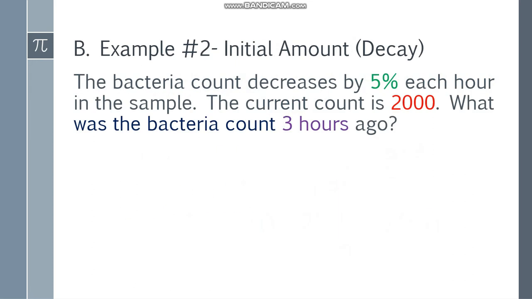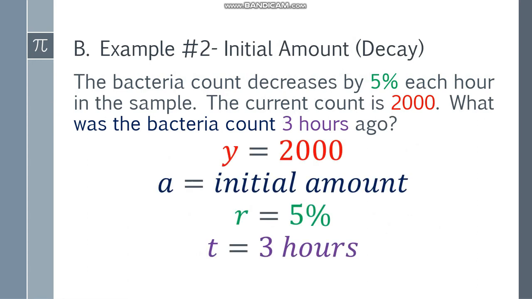Paano naman pag hinahanap yung initial amount sa decay? Let's read the problem. The bacteria count decreases by 5% each hour in the sample. The current count is 2,000. What was the bacteria count 3 hours ago daw? So, lagyan mo yung mga given. y is equal to 2,000. And a is equal to the initial amount. r is 5% and t is 3 hours.